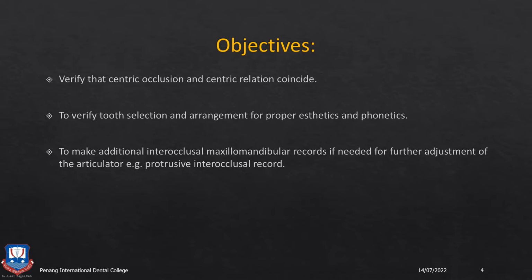The objective is to verify the centric relationship and centric occlusion, that they coincide, there is no slide in centric, there is no open bite. You need to verify the tooth selection, that is the selection of the tooth mold that you have selected for the patient, and that the teeth arrangement offers proper aesthetic lip support, cheek support, labial fullness, buccal fullness, all these things, and also to make an additional interocclusal maxillomandibular record if you feel that there is an error in the centric or the vertical jaw relationship.